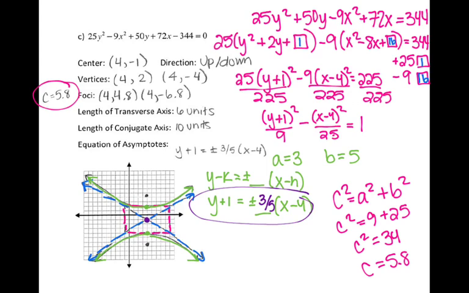So, again, since my hyperbola is opening up and down, I'm going to change the y-coordinate of the center, and I'm going to add and subtract c from it. So negative 1 plus 5.8 gives you 4.8. Negative 1 minus 5.8 gives you negative 6.8. And last but not least, we can graph those 2 points. Here's your first focus, here's your second focus, and you are finally finished graphing the hyperbola.